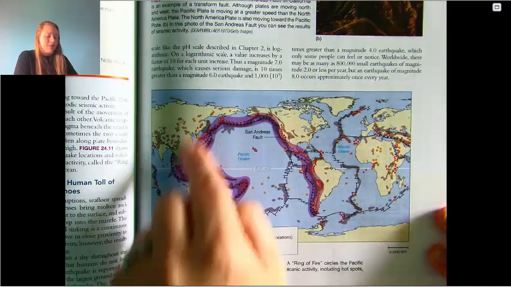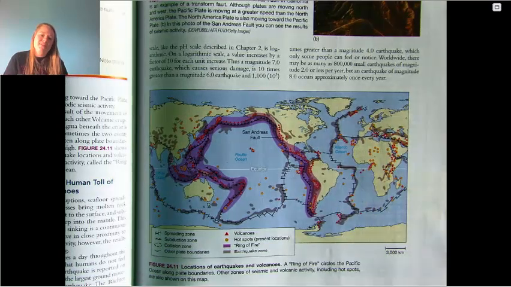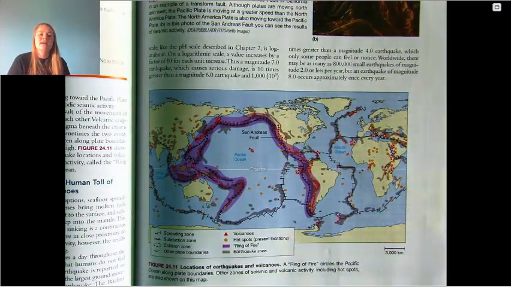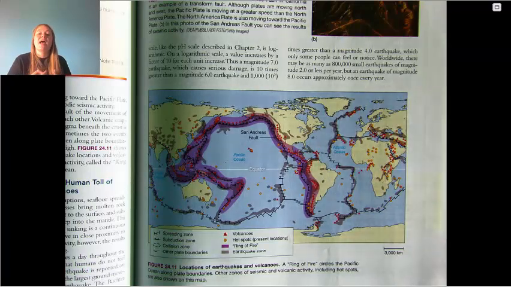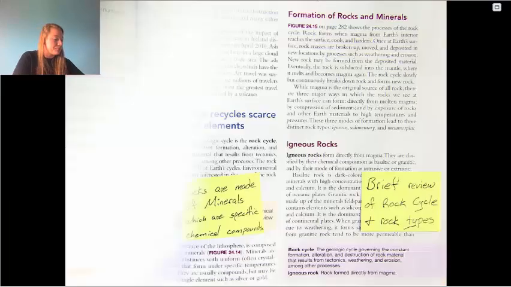We also have what's called the ring of fire, and you should have heard about this in past science classes. This is the phenomenon where there are a whole lot of plate boundaries right along the edge of the Pacific Ocean, and the characteristics of those plate boundaries have resulted in a whole lot of volcanoes forming.